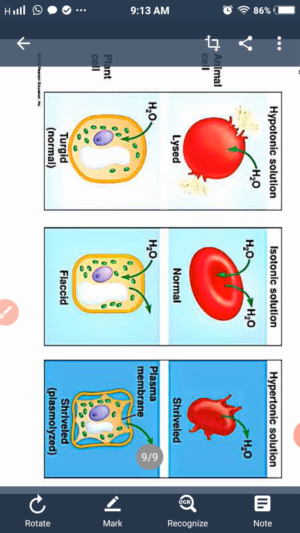If we put an animal cell into a hypertonic solution, it means outside there is less water, so the water will come out of the cell and the cell will shrink. In a plant cell, the water will come out of the cell and the cell is plasmolysed.